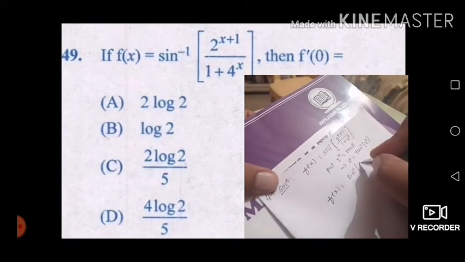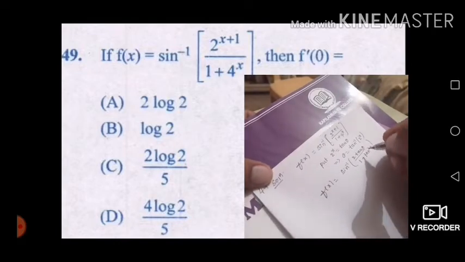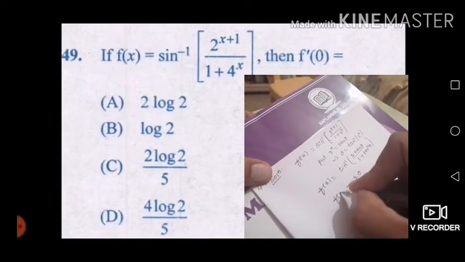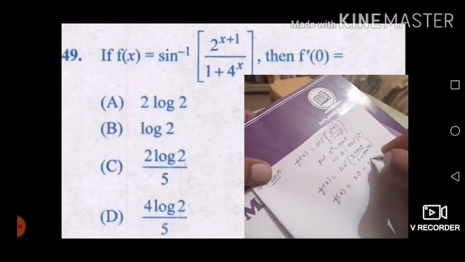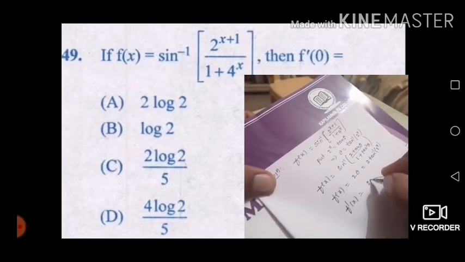So this will become 2 tan theta divided by 1 plus tan square theta, and this is the formula for sine 2 theta. So after cancelling we got 2 theta, which is nothing but 2 tan inverse 2 power x. When we differentiate the function 2 into tan inverse 2 power x, we get 2 as it is into 1 divided by 1 plus (2 power x) the whole square, into the differentiation of 2 power x, which is 2 power x log 2.